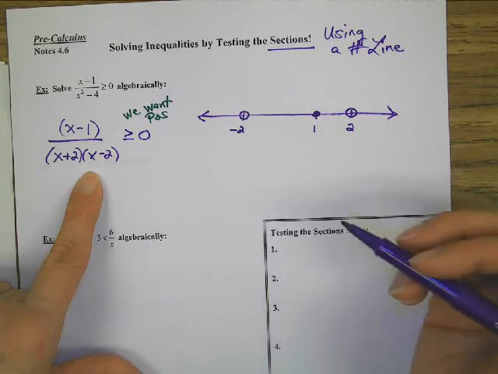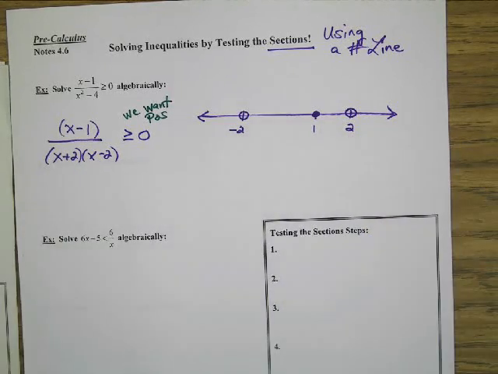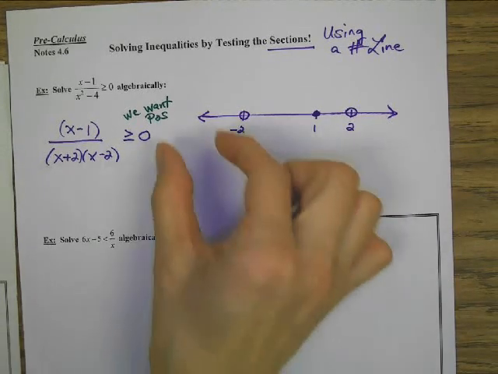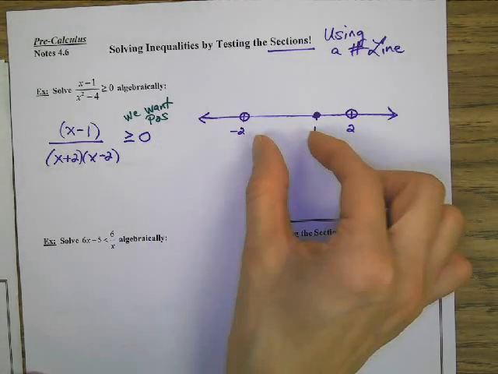Okay, and now it's time to test the sections. There's something happening with the graph here, something happening here. These are critical values. Something happens with the graph. It changes from positive to negative or something like that.